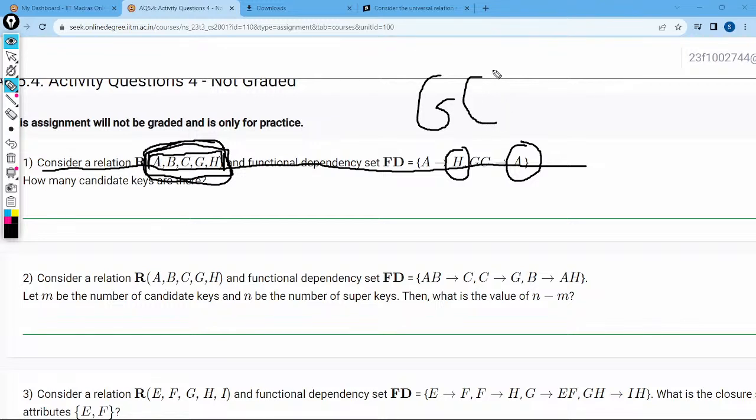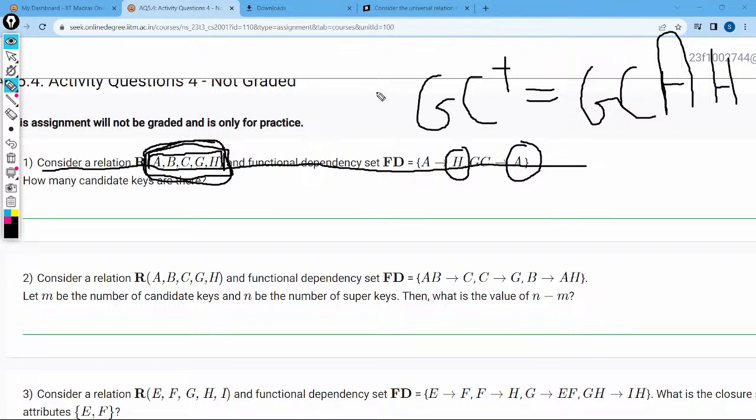So if I take GC, take closure set, the result will contain GC itself, obviously. Then it will contain A, and through A I can also add H, right? Then what are the remaining attributes? A, B, C, G, and H. So I would have to add B on both sides, such that I can cover all of them.